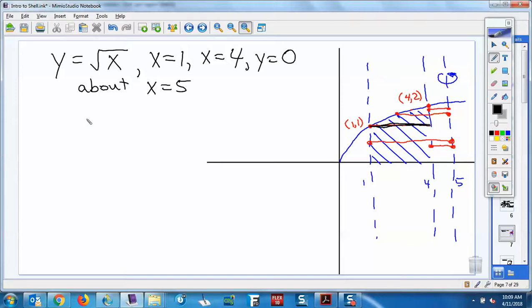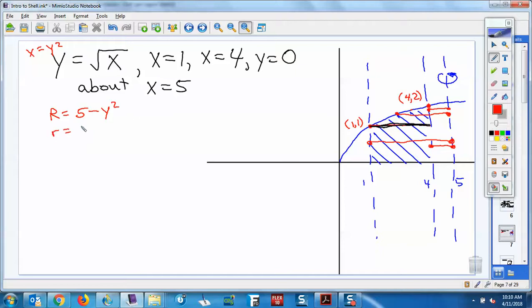Okay, so let's do the top part first. What's big R on the top part? Right minus left. 5 minus, very good, y squared. Yes, you got to solve this for x. Horizontal strips, you got to solve that for x. That's going to be x equals y squared. So we got 5 minus y squared.